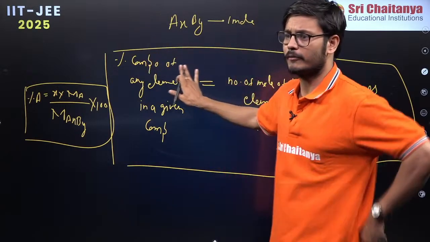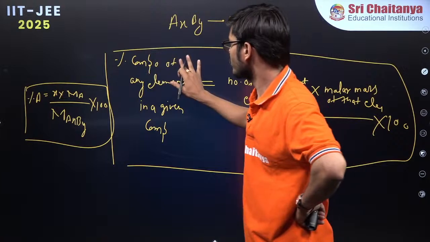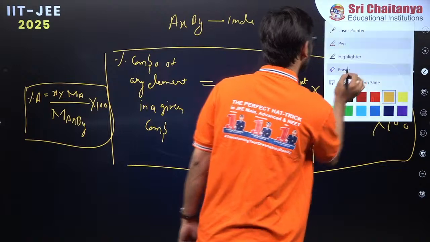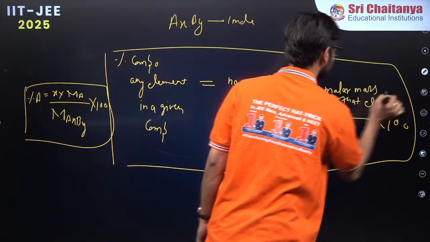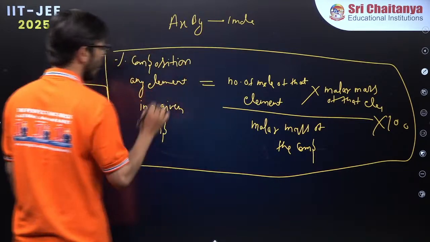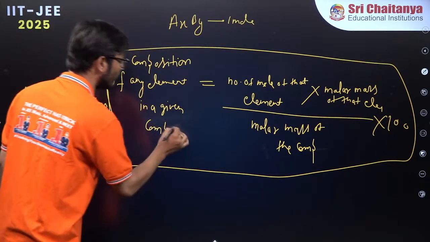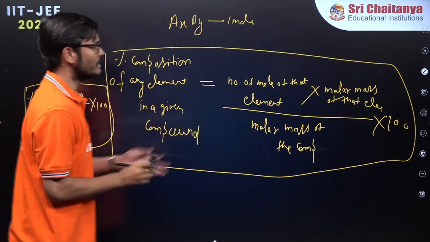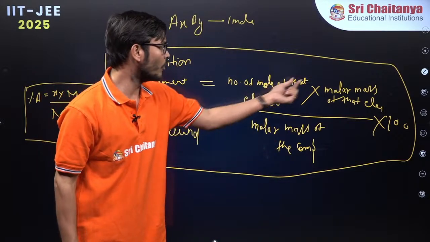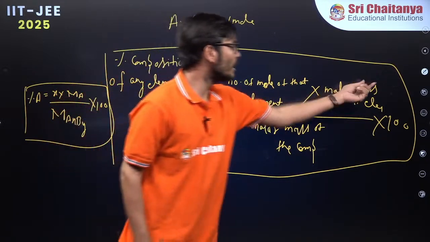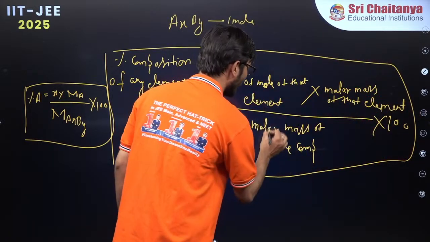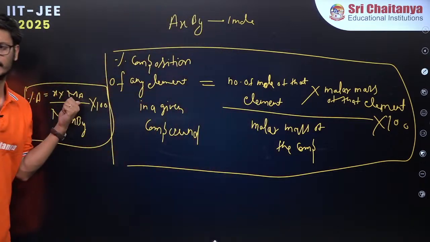If you're not understanding, I'll repeat. Let me write the percentage composition. Actually my handwriting is not very good, but okay. Listen to the class carefully, you'll understand. Percentage composition of any element in a given compound is equal to the number of moles of that element into the molar mass of that element, divided by the molar mass of the compound. Look here.